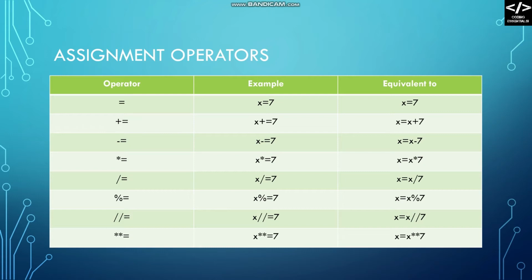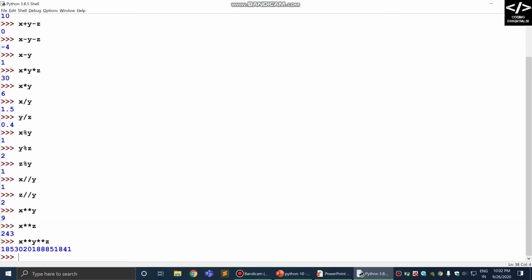Then star equals. This will basically mean that we will update the value of x by multiplying it by 7. So x star equals 7 means x equals x into 7. Divide equals is the same as x equals x divided by 7. x modulus equals 7 is the same as x equals x modulus 7. x floor division equals 7 is the same as x equals x floor division 7. Then x star star equals 7 is equal to x equals x raised to 7. Okay, let's see some examples.